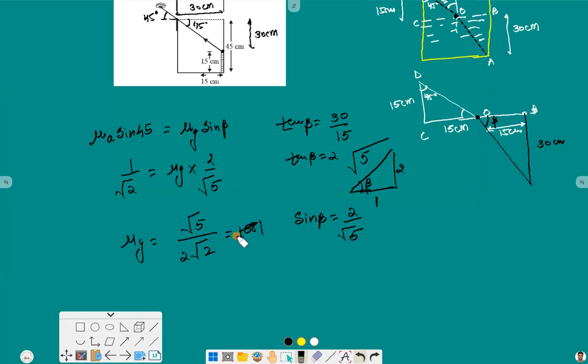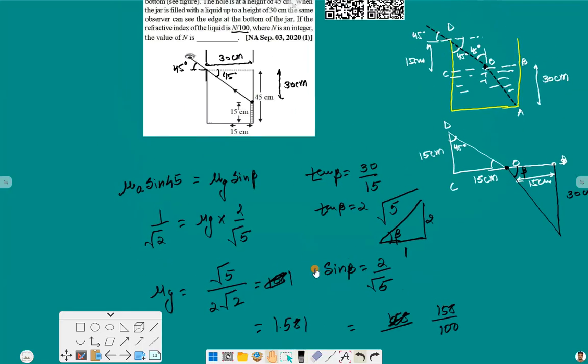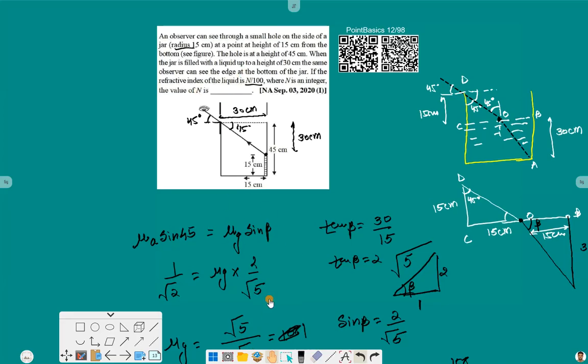1.581. Let me rewrite it, 1.581, and that can be written as 158 by 100, as we have to find the answer in the form of n by 100, so n will be equal to 158 here. So with this, let's start the next one.